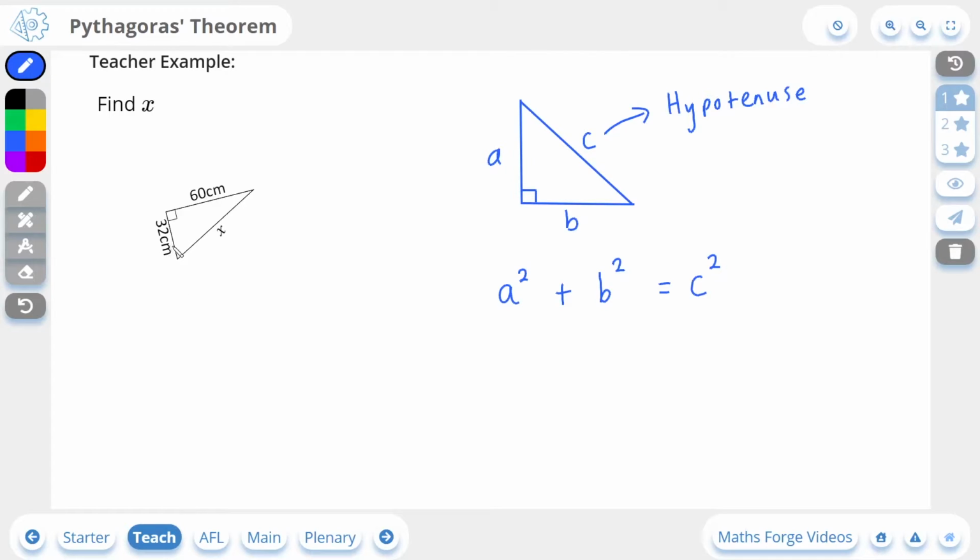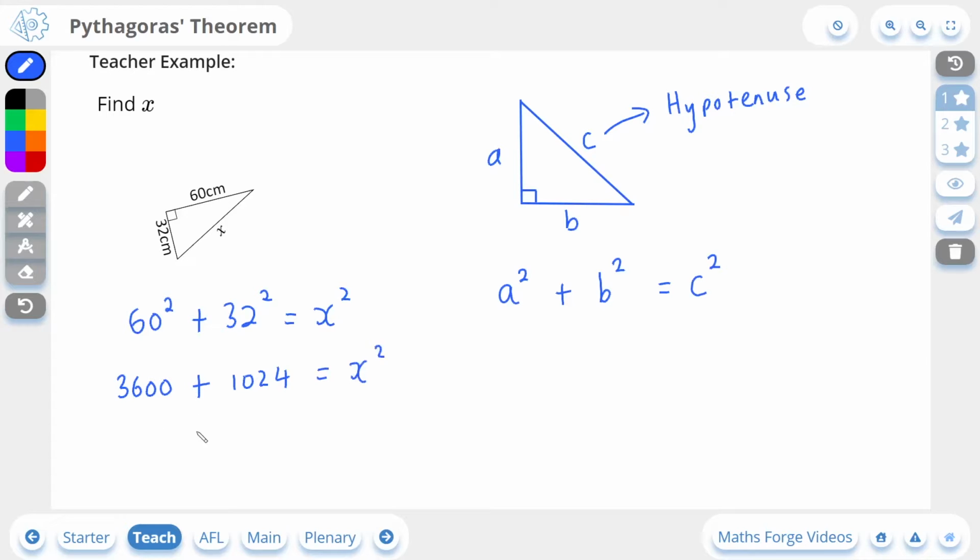Well, if the relationship that exists between all three sides is that the two smaller ones squared and added together give you the third side squared, then we can do the following calculation. 60 squared plus 32 squared will give us x squared. And now calculating these two, 60 squared is 3,600 and 32 squared is 1,024. And this is still equal to x squared.